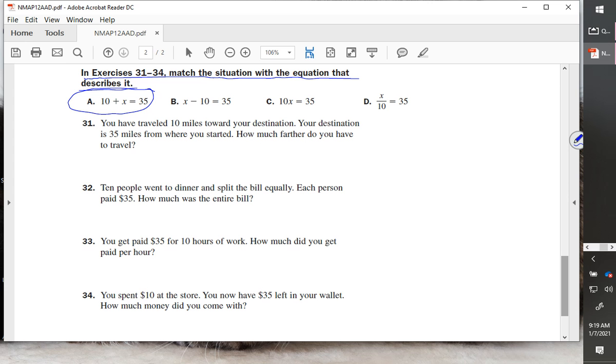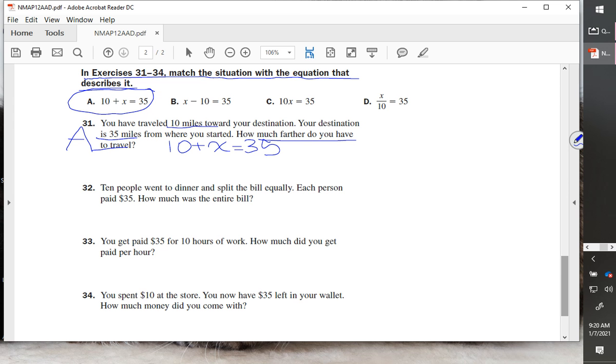Let's try number 31. You have traveled 10 miles toward your destination. Your destination is 35 miles from where you started. How much farther do you have to travel? So you know how many miles you've went. We know how far the destination is. So do you suppose we have to add 10 plus some number equals 35? Yes, so as a matter of fact, this is the number that we're going to use that expression with. So 10 plus x equals 35.